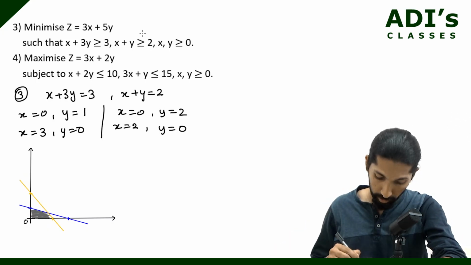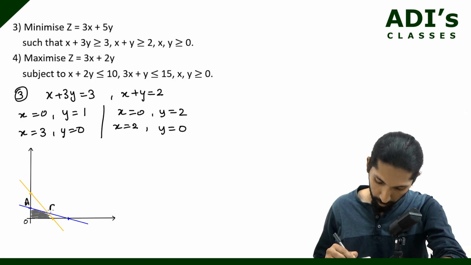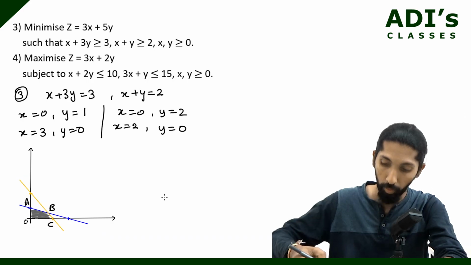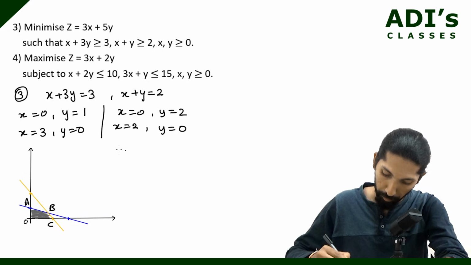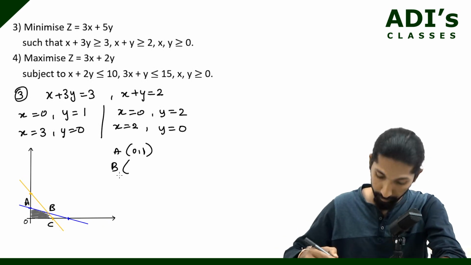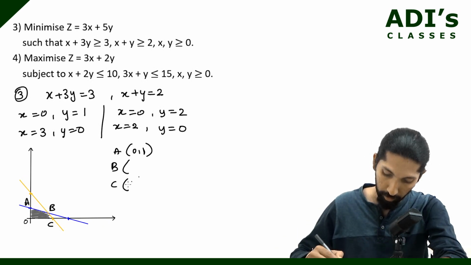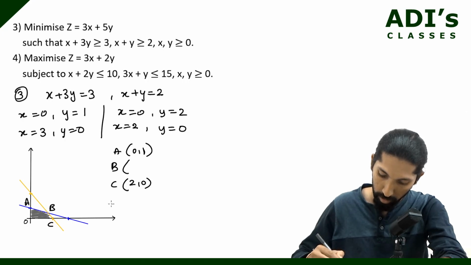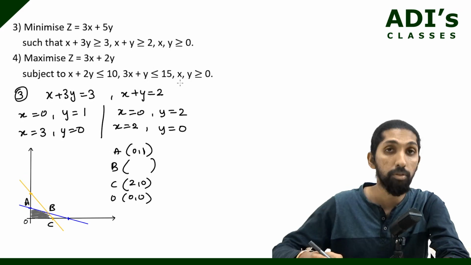Now we need to look at the points. So what are the points here? So we have point A, point B, point C, and O, correct? So point A is nothing but 0, comma 1. Point B, we need to solve it. Point C is going to be 2, comma 0. Point O is 0, comma 0. Point B, we need to solve it now, isn't it?